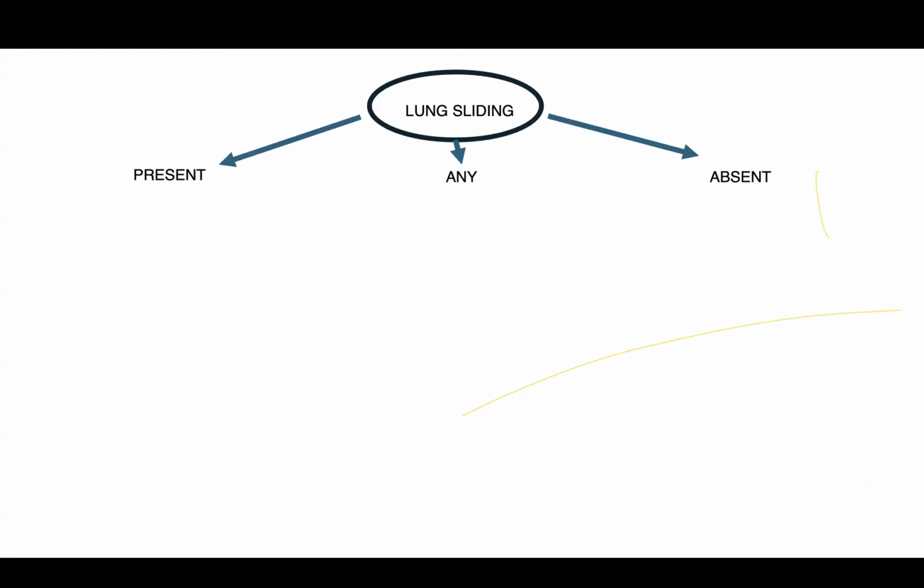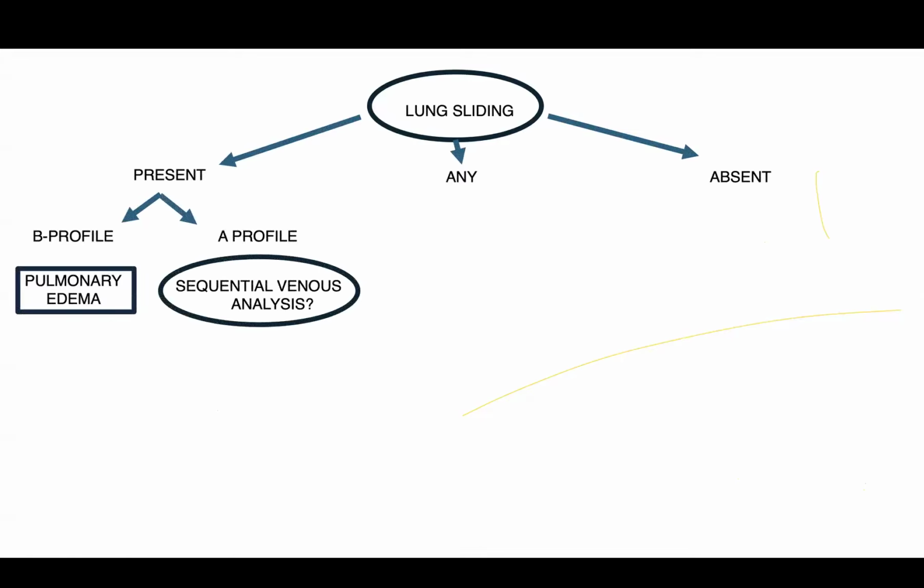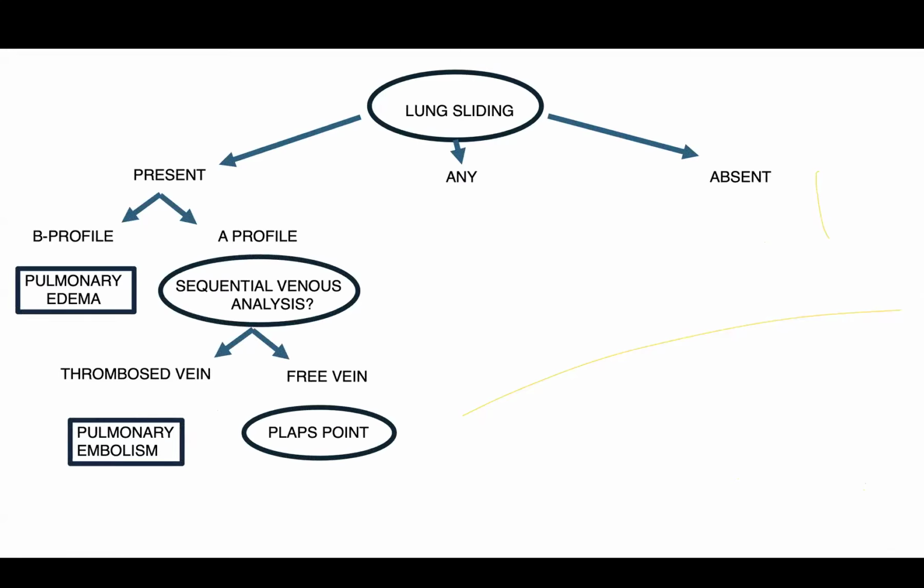So lung sliding, you need to assess if it is present or absent. If it is present and there is a B profile, it is pulmonary edema. If it is present and it is an A profile, you assess for sequential venous analysis. If there is a thrombosed vein, there is a high likelihood it is a pulmonary embolism. Whereas if it is a free vein, you need to assess the PLAPS point. If it is positive, it indicates pneumonia. If it is negative, then it indicates COPD or asthma.